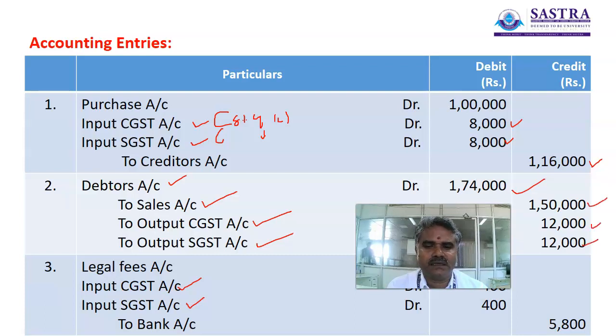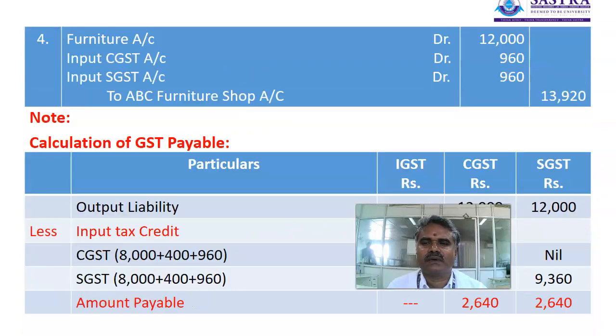So here 8% of 1,50,000 is 12,000. The legal fee 5,000, 8% of 5,000 is 400, so 5,400. And next he purchased furniture. This is also included in supplies. 12,000, 8% of 12,000.